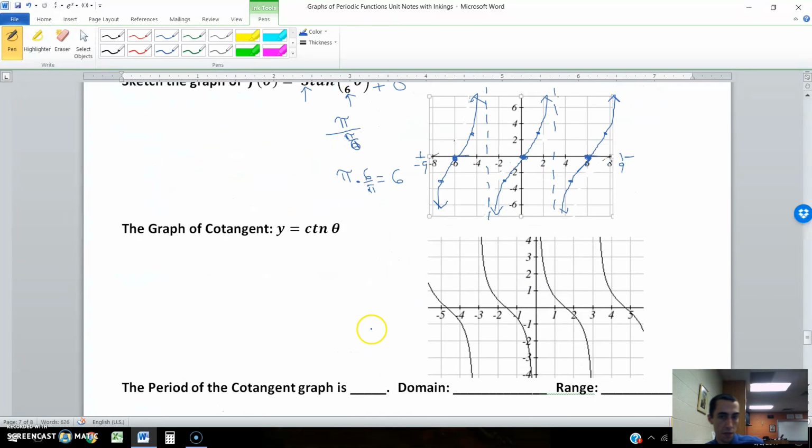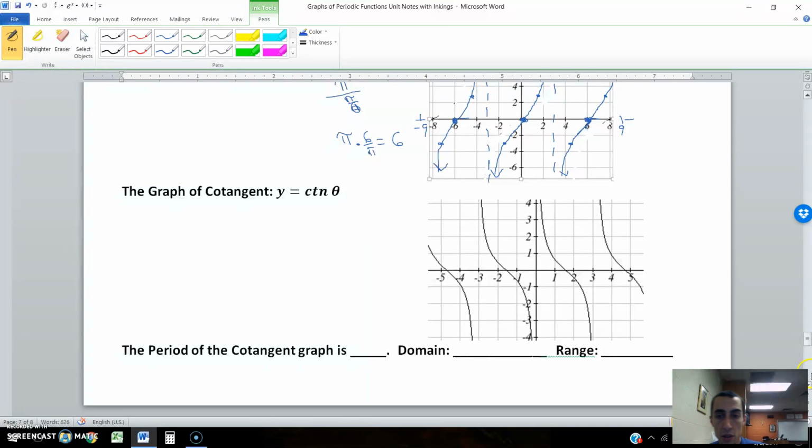Next one's the cotangent graph. See, the cotangent graph looks a lot like the tangent graph, except the curves swoop in the other direction. Instead of going up on the right and down on the left, these go up on the left and down on the right. Also, the asymptotes are in different locations. The asymptotes are at 0, pi, 2 pi, and so forth, and the intercepts are at about 1.57, which is pi over 2. This is 3 pi over 2, and so forth.